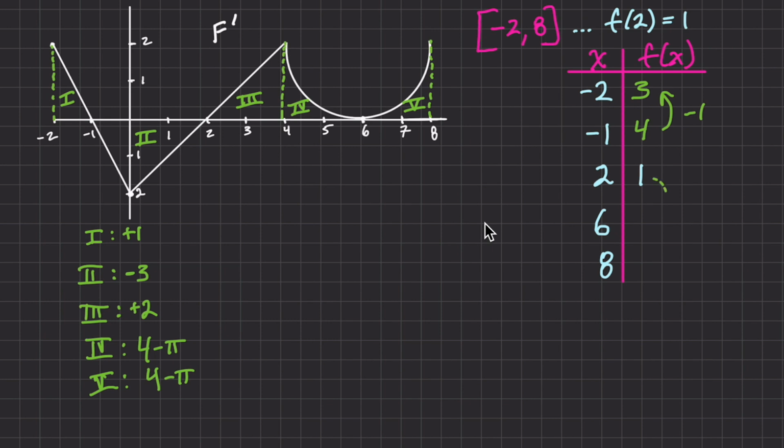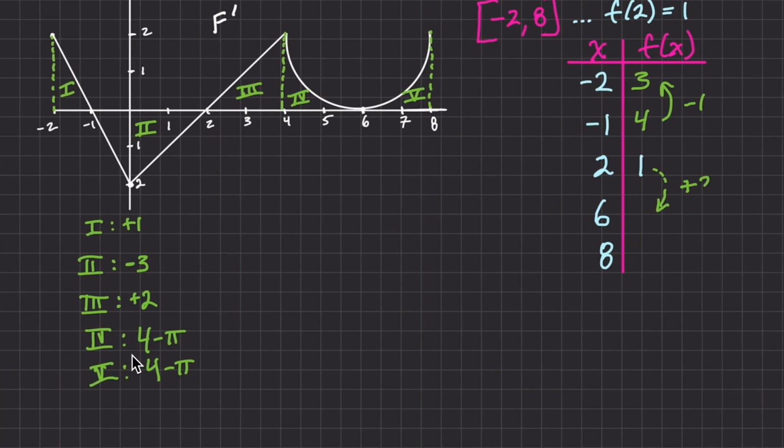Next, we're moving from x equals 2 to x equals 6. That's going to involve sections 3 and 4. They start out above the x-axis. We are moving left to right, which is normal in math. Therefore, we're not going to change the sign. We're going to keep them as is. So we're going to add plus 2 for section 3, and then add 4 minus pi for section 4. When we do that, we get an f of 6 value of 7 minus pi.